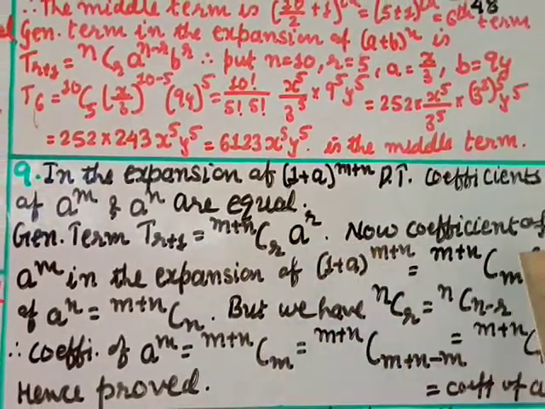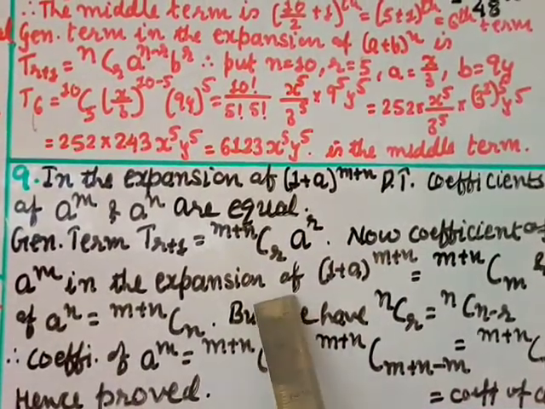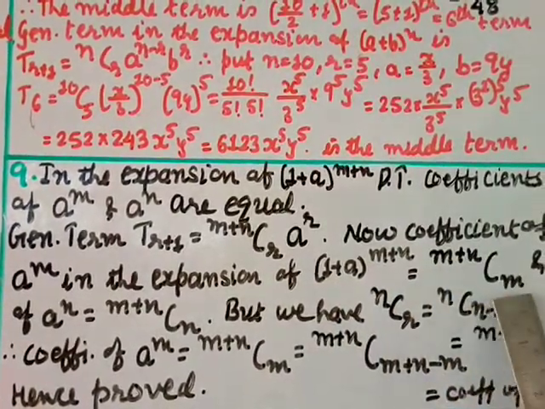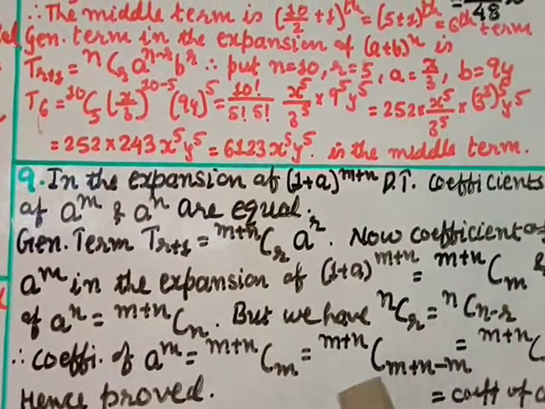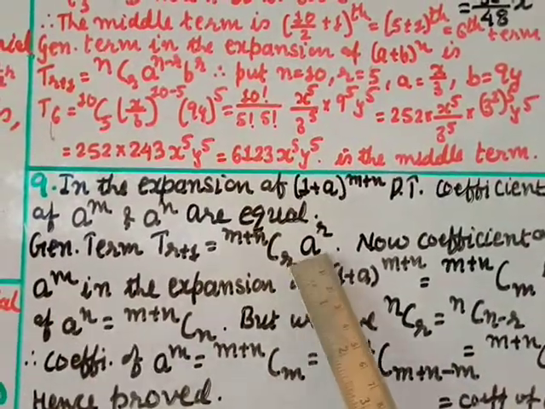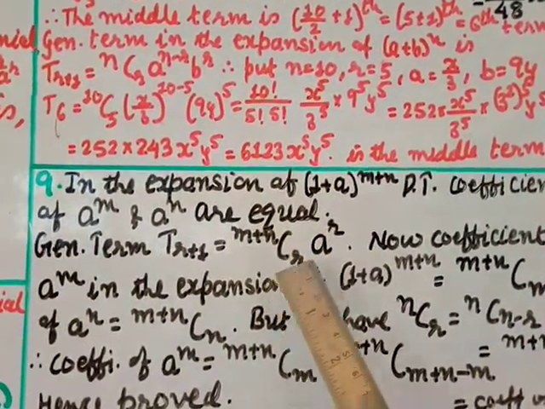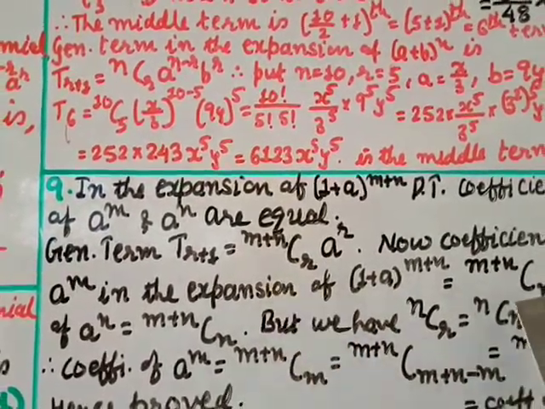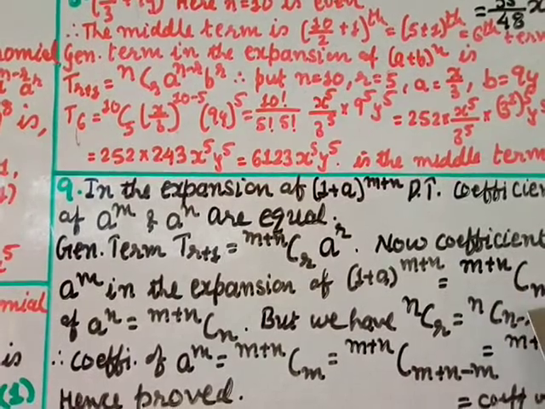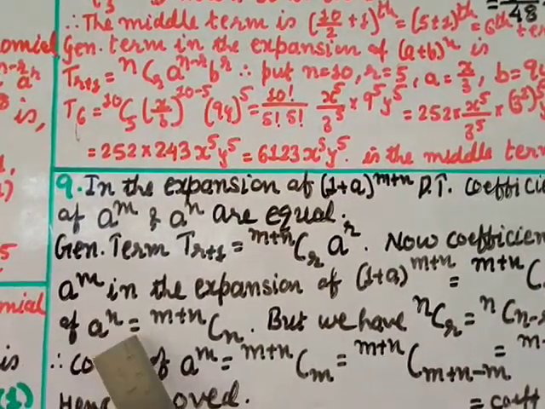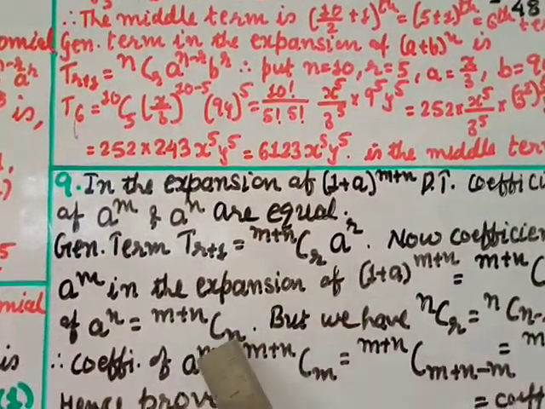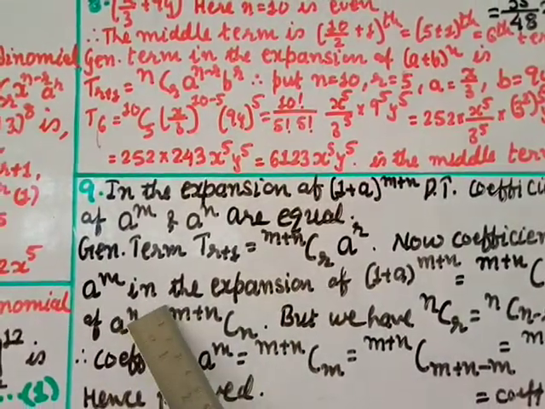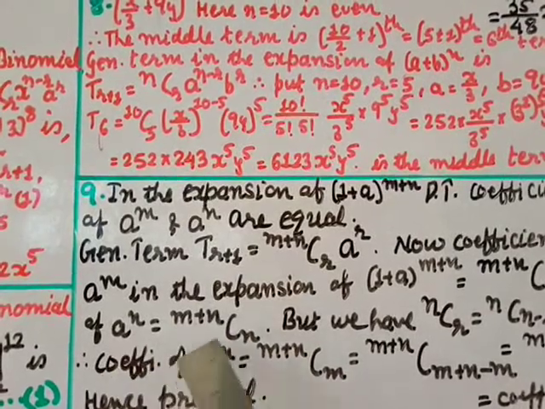Now the coefficient of a power m in the expansion of (1 plus a) power m plus n will be (m plus n)Cm. See, if it is a power r, then r is there, right? So now I want the coefficient of a power m, so it will be m here, and we can write (m plus n)Cm. And for a power n it will be (m plus n)Cn, with n instead of r. So that will be the coefficient of a power n. It will be a power n here, but I am writing only the coefficient, meaning this part.